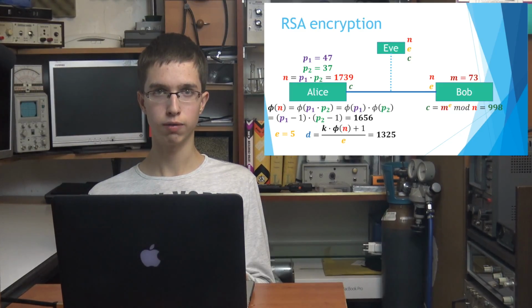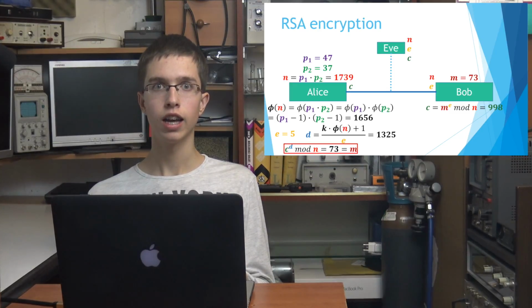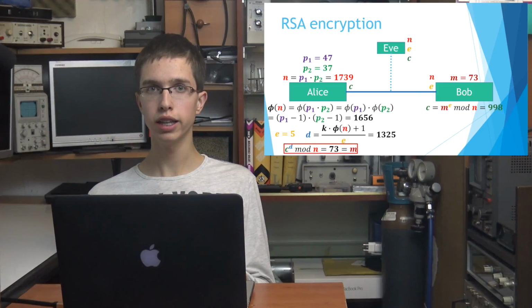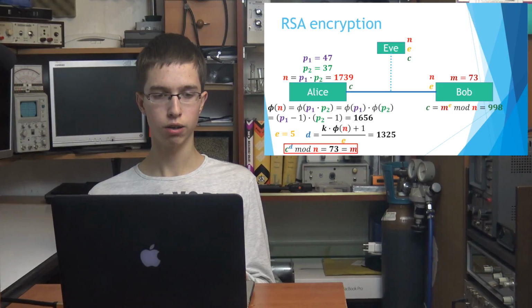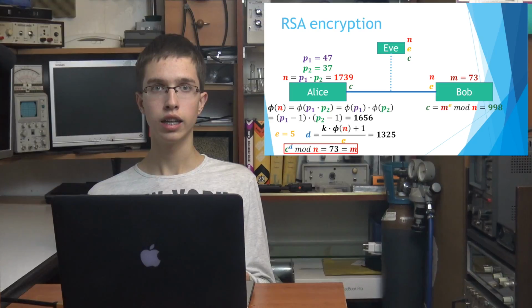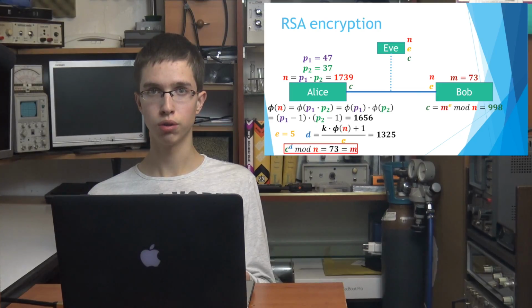Alice also gets this c from Bob and calculates c to the power of d modulo n, where she has to use her private key d in order to decrypt the ciphertext into plain text form so as to get Bob's m equal to 73. Finally, calculate using this expression. So c is 998 to the power of d, which is 1325, modulo 1739, which is n, is equal to 73 and is equal to m. We can see that it is really true that c to the power of d modulo n is equal to m.